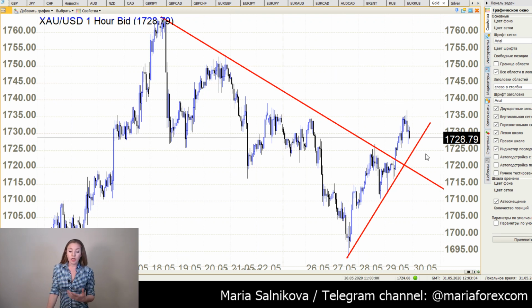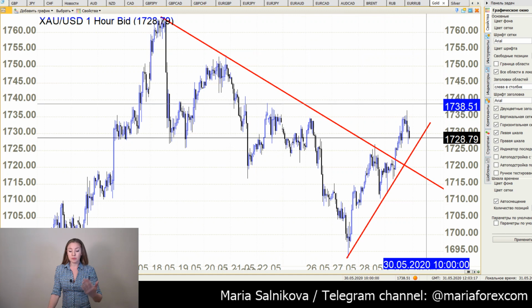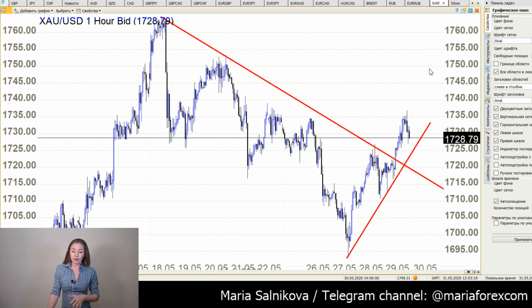And what I will follow, what I will check is the price 1,725. If they give us an opportunity to buy from here, good, and we buy and we put stop loss under 1,725 and we hold our long positions up to 1,750 and so on.